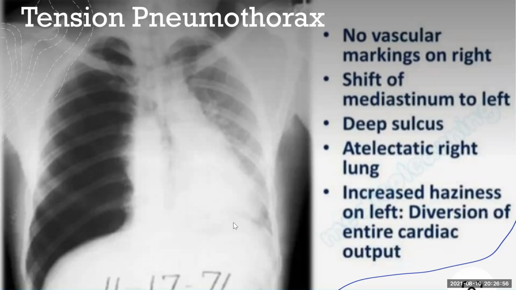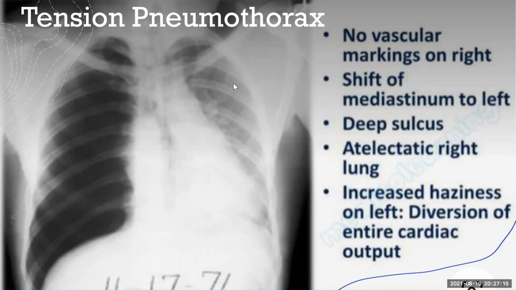Now, can you appreciate this one? This one is the right side, this one is the left side. Can you appreciate that this whole thing is shifting towards this side? This portion is very small, and this portion is too large. You can easily see the whole mediastinum is shifted to the left, and the trachea is also going to deviate.